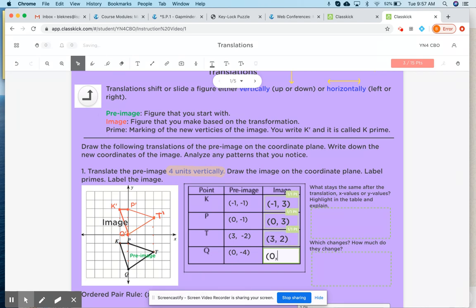Okay. It says, what stays the same after the translation, the x values or the y values? Highlight in the table and explain. Well, looking for stuff that stays the same. Okay, I see -1 and -1. So it seems like these points have stayed the same. 0 and 0, 3 and 3, 0 and 0. So I would say that therefore my x values stayed the same.